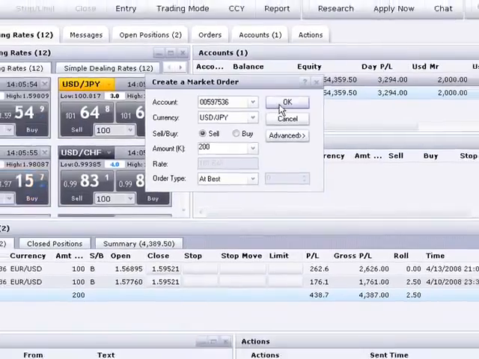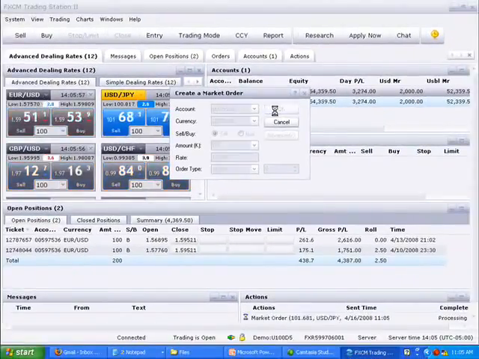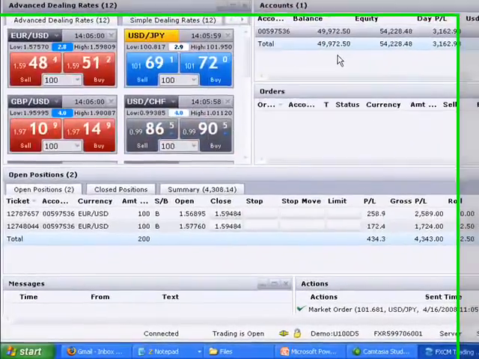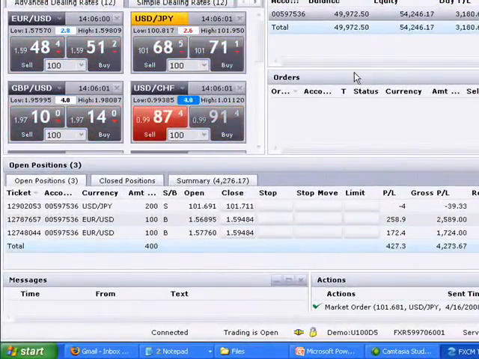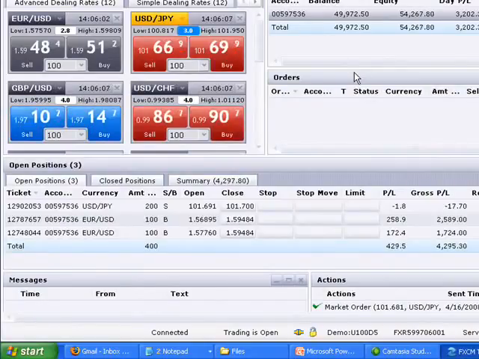For this example, we'll just trade 200K here. Click OK. And you see that move down into your open positions window, and you've executed a 2-lot position there if you did the same thing that I did.